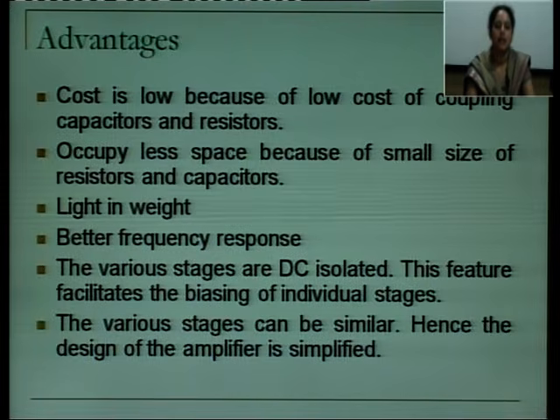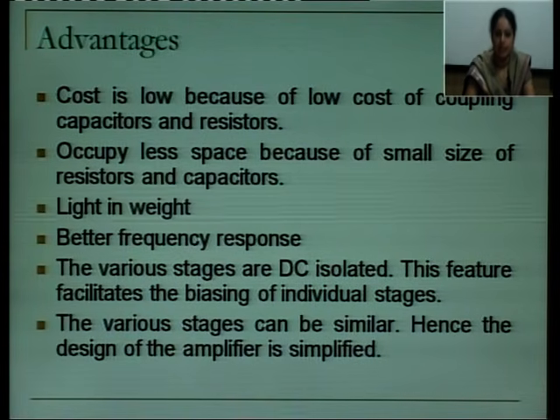So, what are the advantages of your RC coupled multi-stage amplifier? First, the components used are very commonly available. So, the cost is low because of the low cost of coupling capacitors and resistances. The capacitors and resistors are easily available in the market, and again these components require very little space. So, your RC coupled multi-stage amplifier occupies less space because of the small size of resistors and capacitors. Again, due to the same reason the weight of your multi-stage RC coupled amplifier is less.